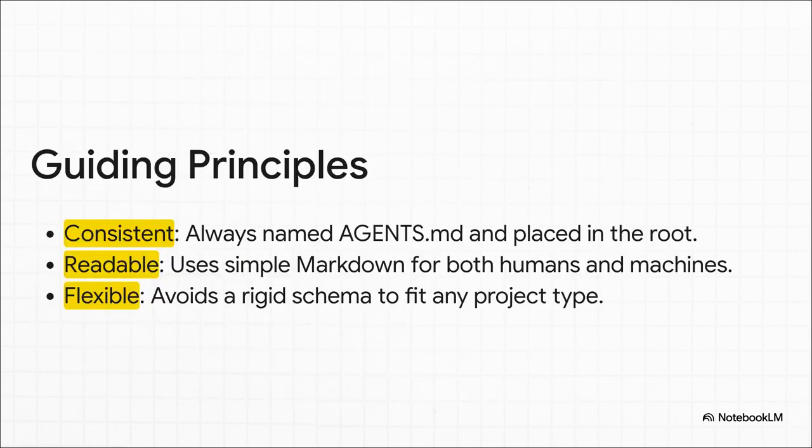So they came up with a few really simple but super powerful ground rules. First, consistency. It's always named agents.md, and it always lives right in the root of the project. Simple. Second, it's just plain old Markdown, which means it's incredibly easy for both people and machines to read. And third, it's flexible. There's no rigid, complicated format, so it can adapt to pretty much any kind of project you can throw at it.